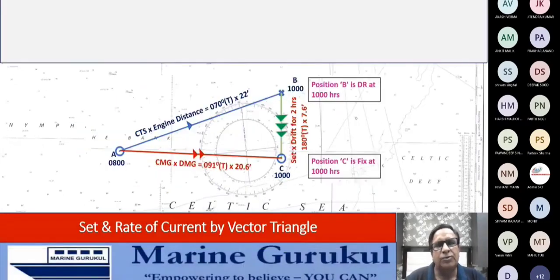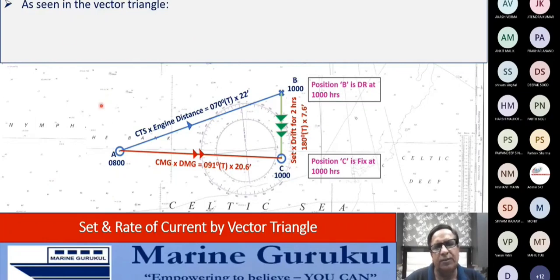Now, there can also be situations wherein on ship, a vessel wishes to estimate the current that the vessel is experiencing, or in exam, the current set and rate is to be calculated. If you look at this vector triangle, which we are already familiar with now, current is the vector joining the DR position to its fix. It's the vector joining the DR position to the fix.